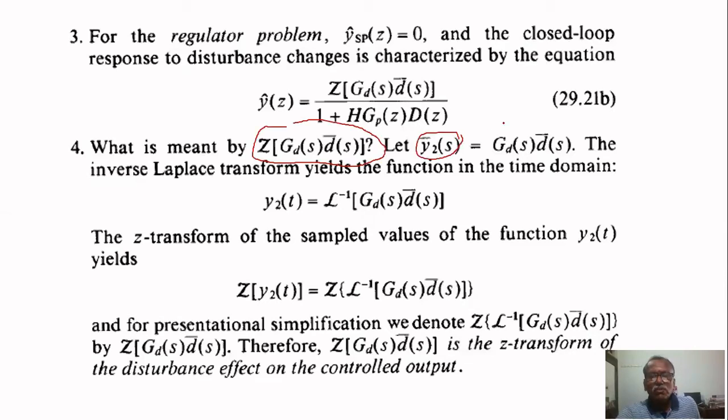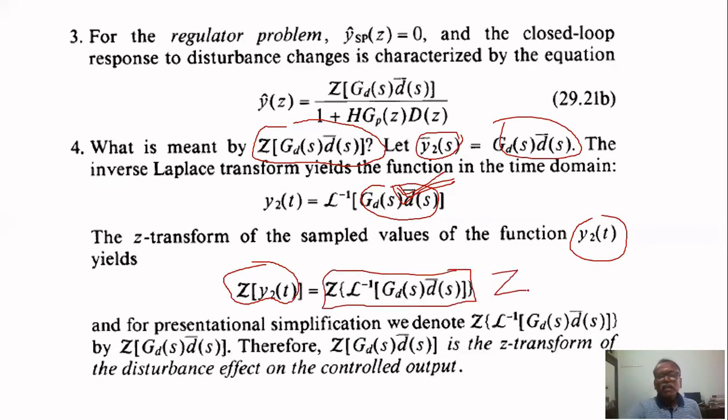Let y2 of s equal to GD of s DFS. The inverse Laplace transform yields the function in time domain, Laplace inverse of GD of s DFS. To find the Z transform of the sampled value of this function y2 of t, we have to find the time domain function first, and then find the Z transform. Normally, the Z transform is found from a time domain function, but we have the table. If a function is available in the frequency domain, that does not mean we can convert from S domain to Z domain directly.